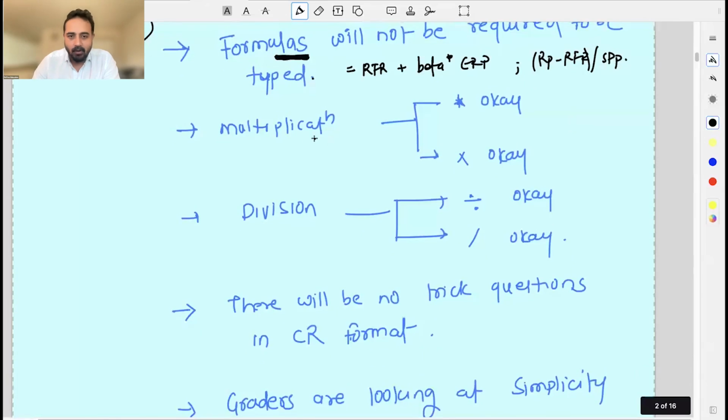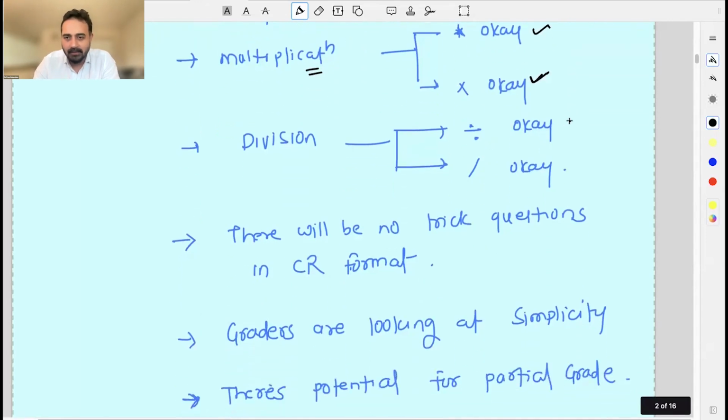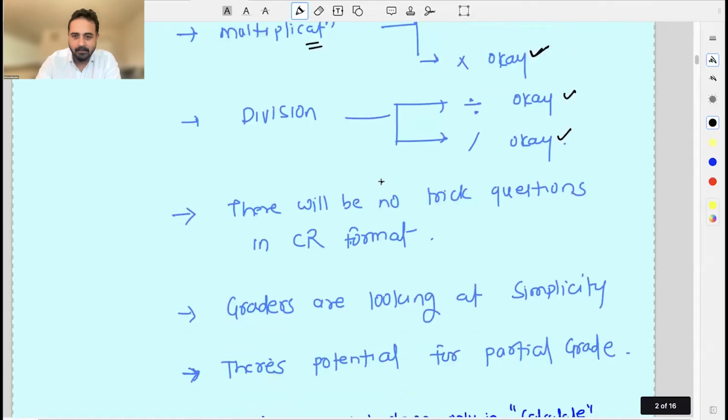Next, for multiplication, this is okay. This is also okay. This is official, so you're all right there. For division, this is okay. Slash is also okay. So that way you're flexible.